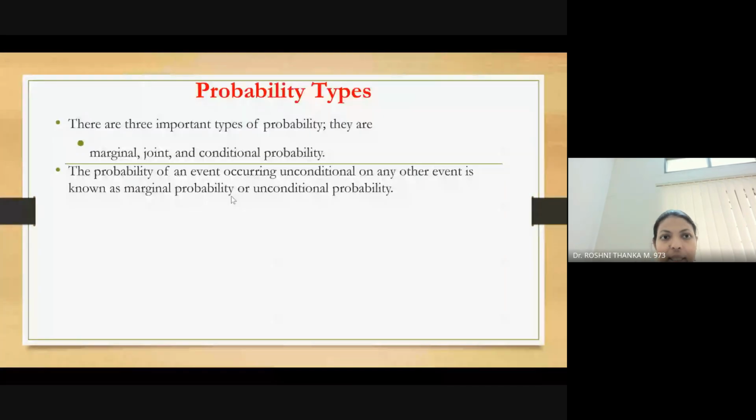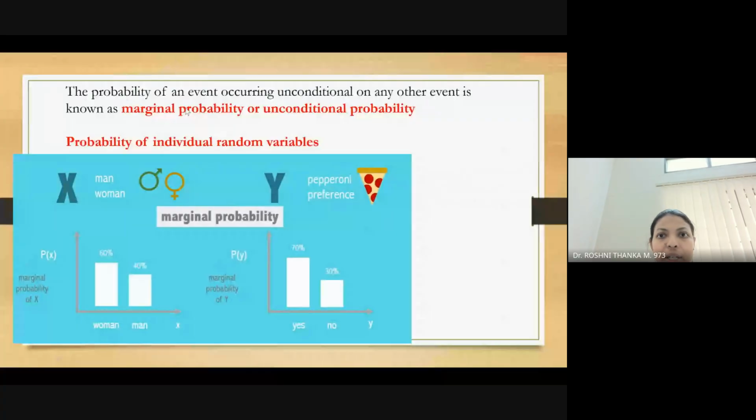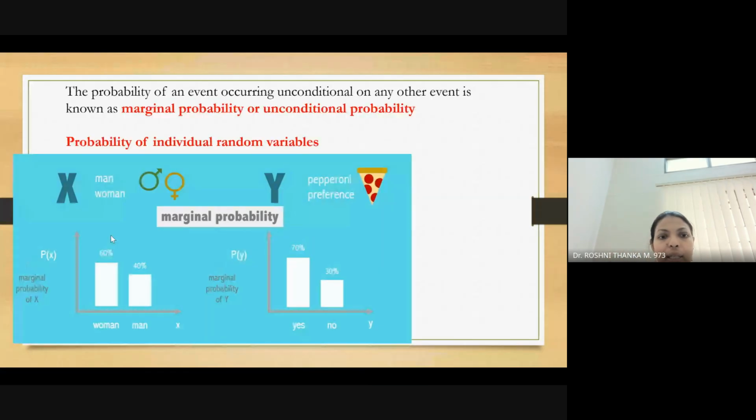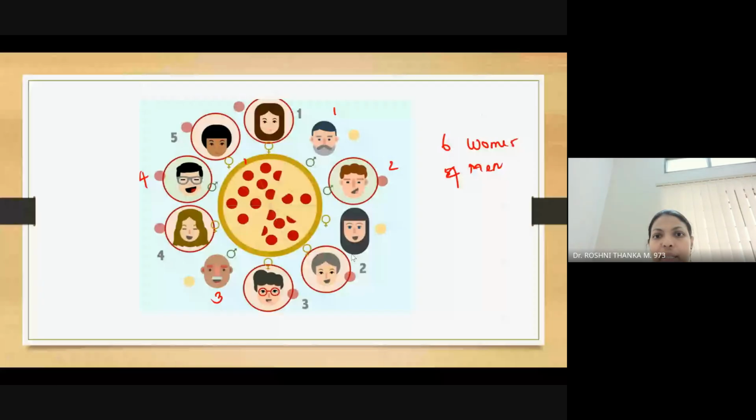Now you can see what marginal is: the probability of an event occurring unconditionally on another. From these 10 people, when I pick a woman or a man, what probability will I get? As I told you, 6 are women and 4 are men. What is the probability of getting a woman? 6 divided by 10, so 60 percent. What is the probability of getting a man? 4 divided by 10. That is the individual event. And what is the marginal probability of getting pepperoni preference? I told you, out of 10, 7 like pepperoni on the pizza, and only 3 don't like pepperoni on the pizza.